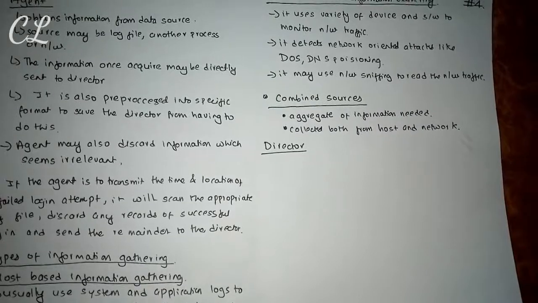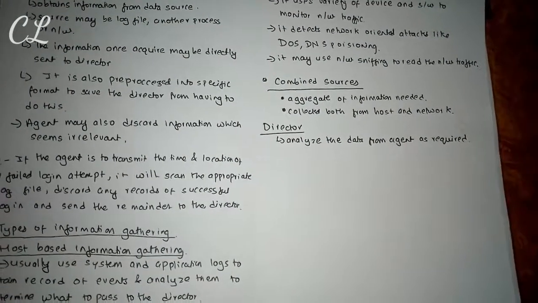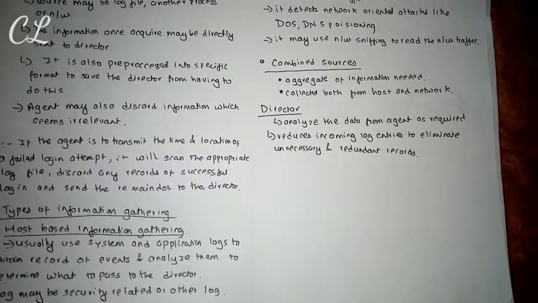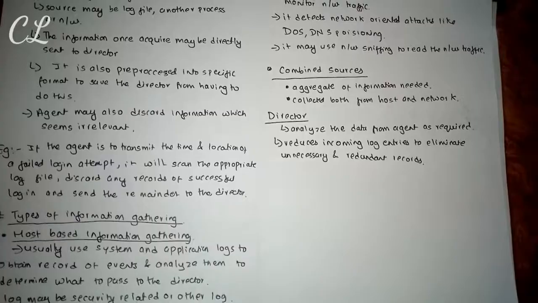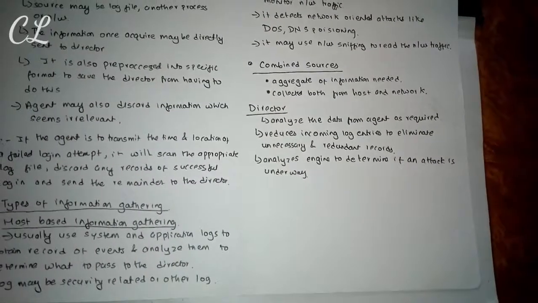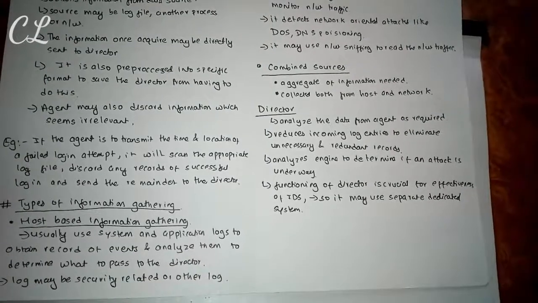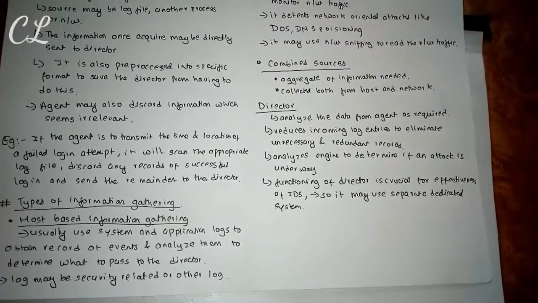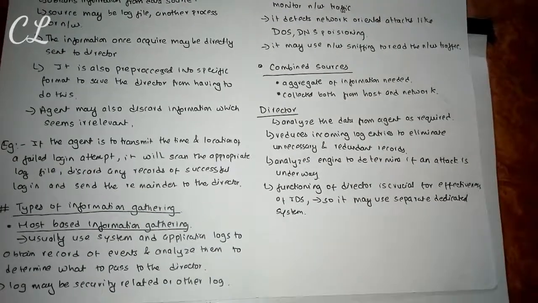Let's jump into another part of the architecture, that is the detector. The detector analyzes the data from the agent as required. It reduces incoming log entries to eliminate unnecessary and redundant records. It uses an analysis engine to determine if an attack is underway. The functioning of the detector is crucial for the effectiveness of the intrusion detection system, so it may use a separate dedicated system.